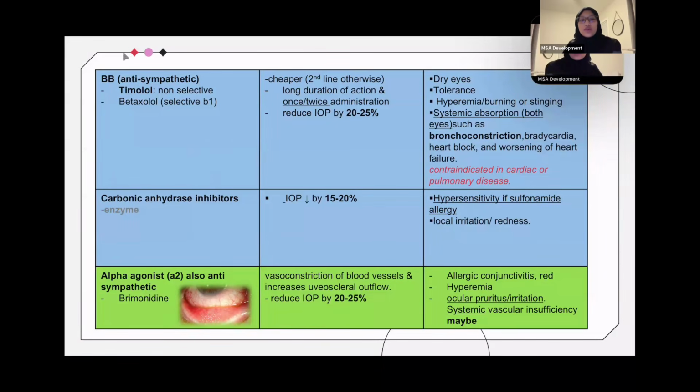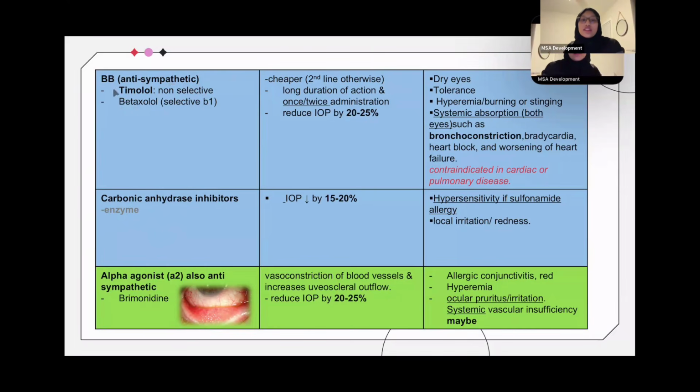What about the rest? So this blue, like I said, is for decreasing production. So blockers, beta blockers, anti-sympathetic. Alpha agonist works both ways. But yeah, so that's why it's in green. And then remember, this one, carbonic anhydrase inhibitors, it inhibits the enzyme that produces the fluid. Now, beta blockers like timolol and betaxolol. Timolol is non-selective, while betaxolol is selective, beta 1.